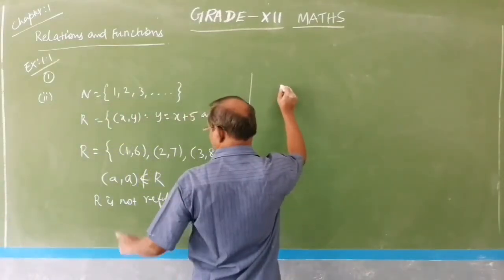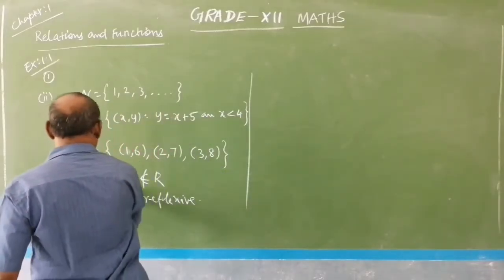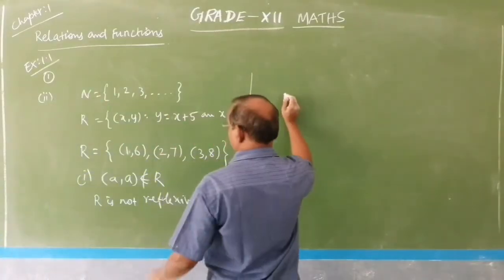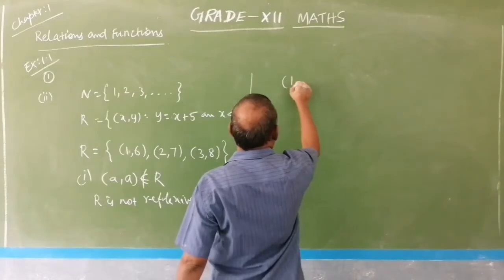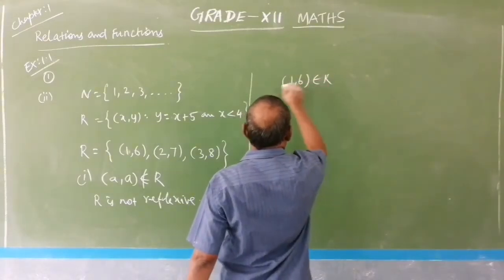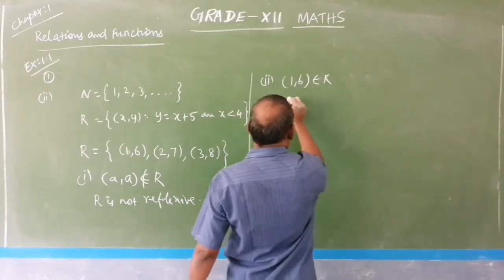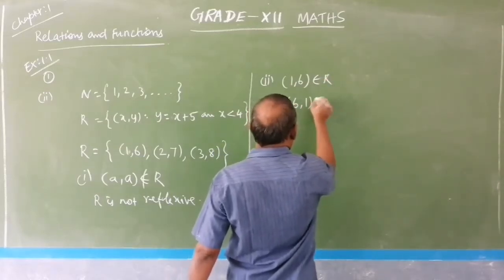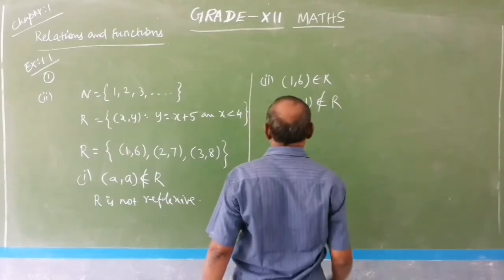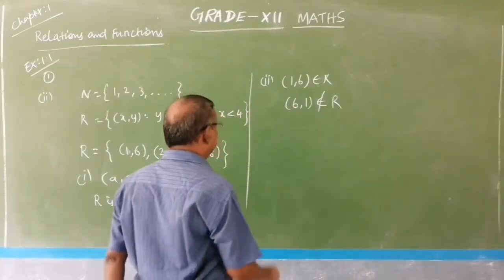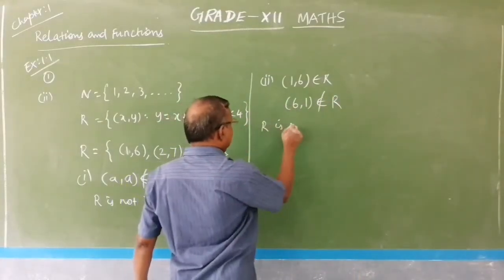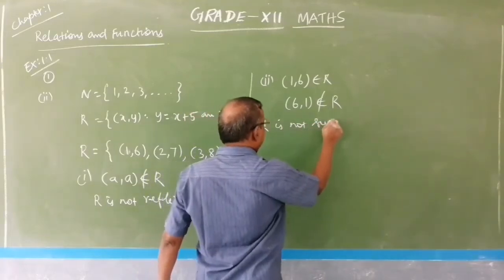And here second one, 1 comma 6 belongs to R, but there is no element 6 comma 1 as an element of R, therefore it is not symmetric. So, R is not symmetric.